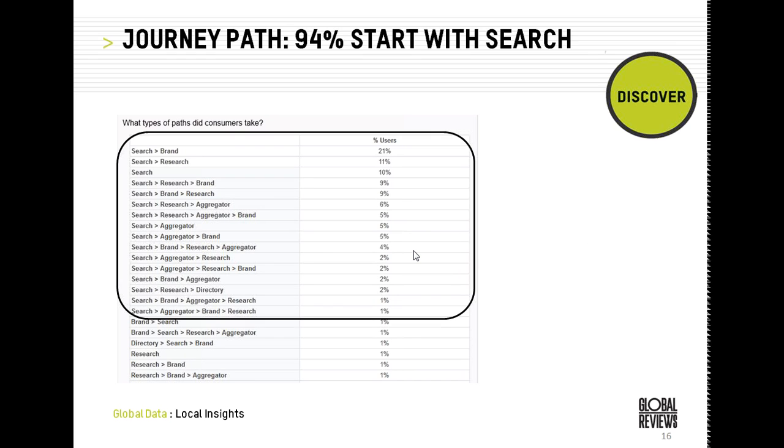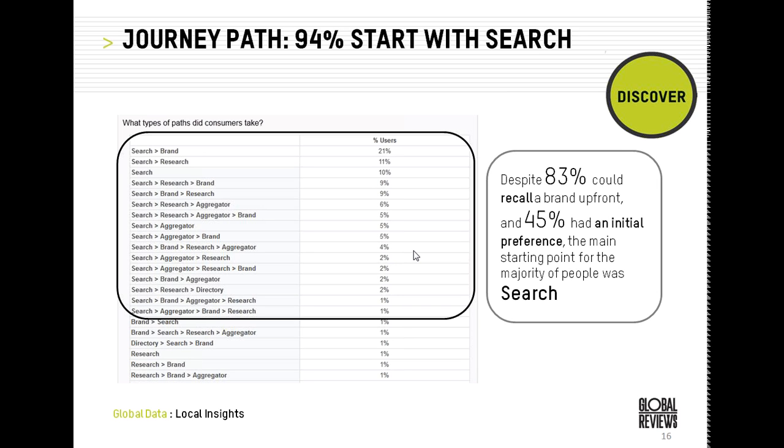What this study allows us to do is to actually extract the most common path that users take, and this shows the most common path. So 21% of everyone would start with a search, and then go to a brand. But if you look at this and start seeing how many actually start with the search, it's as high as 94% who would go and start the whole investigation using a search.